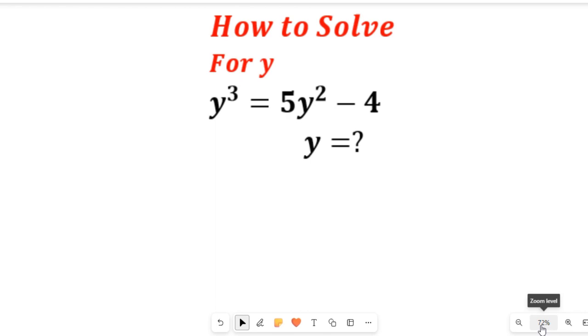Now, if you look at this question very well, you'll come to see that the question is typical of a polynomial equation because it has a power of 3. Now, how do we solve this?